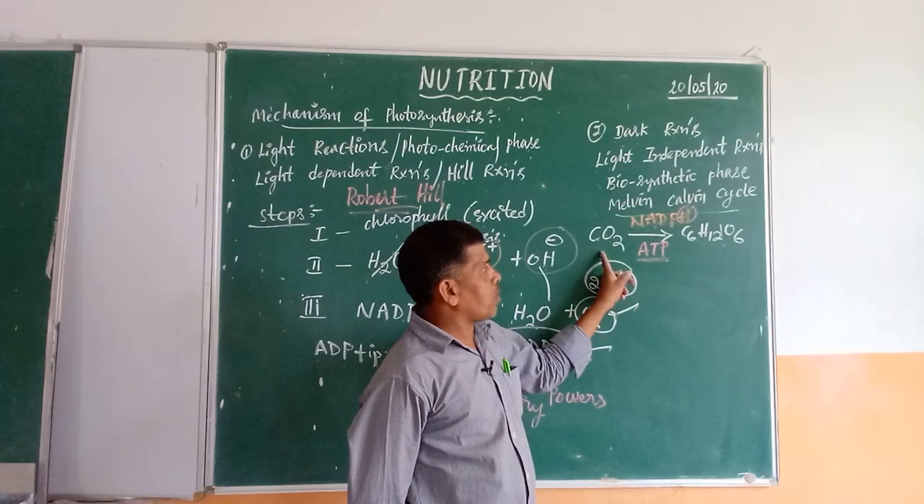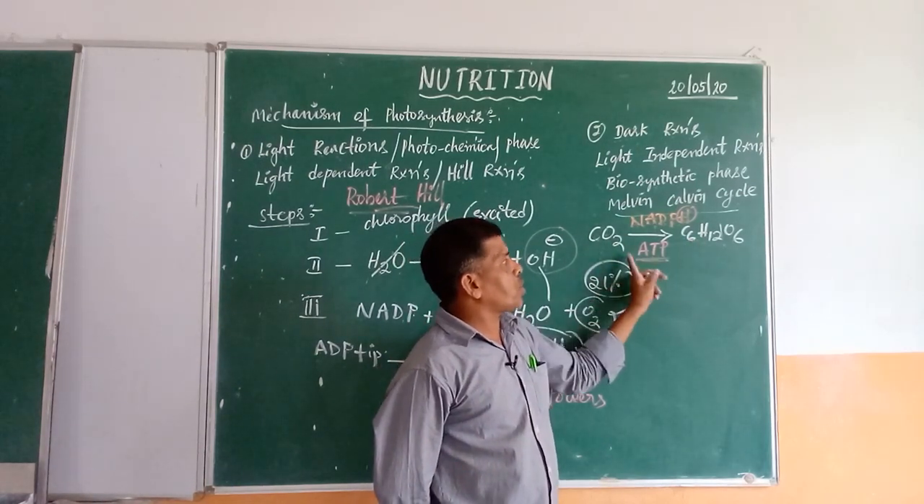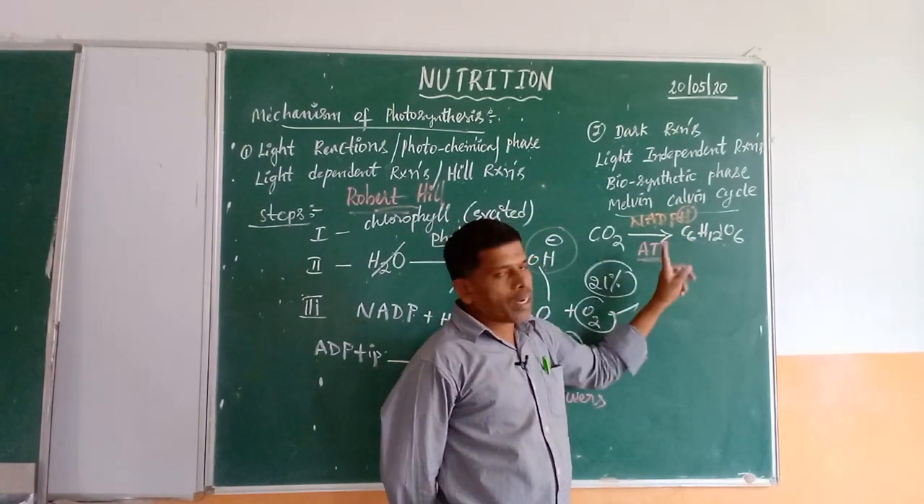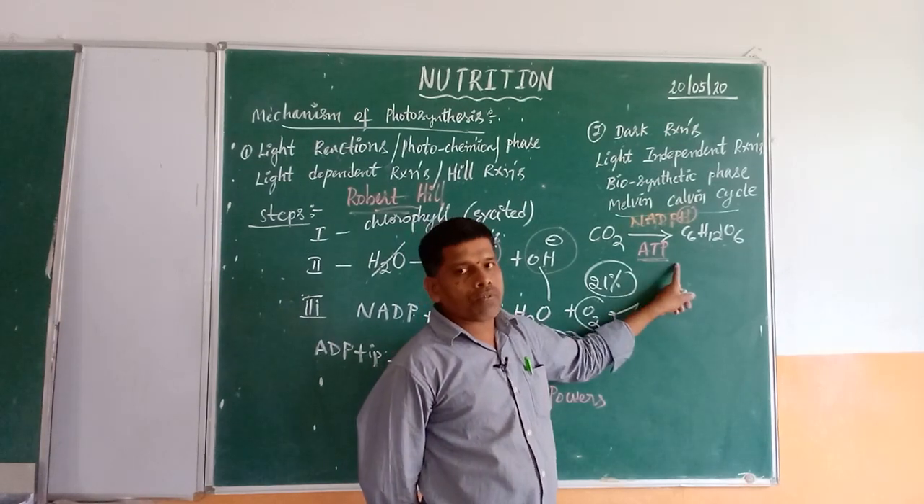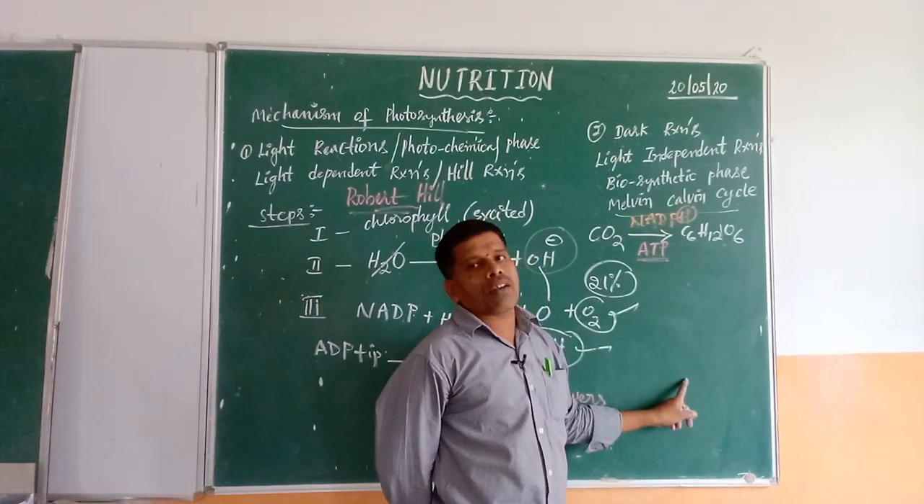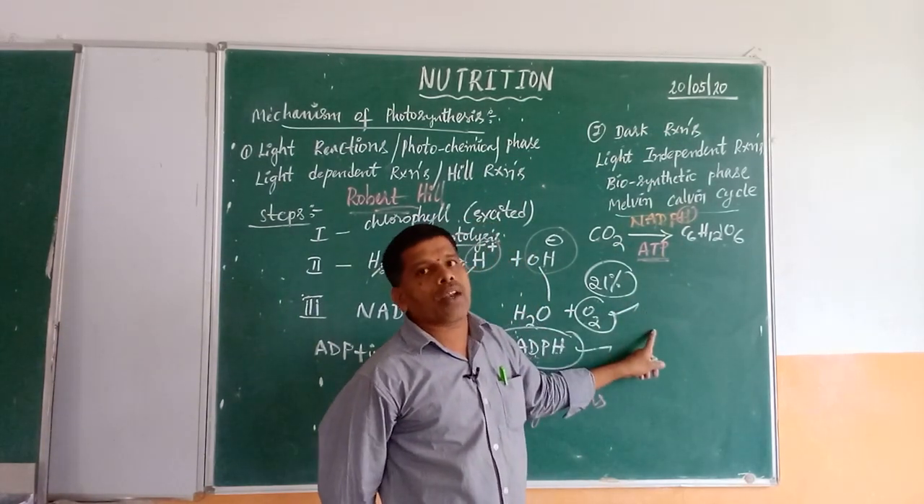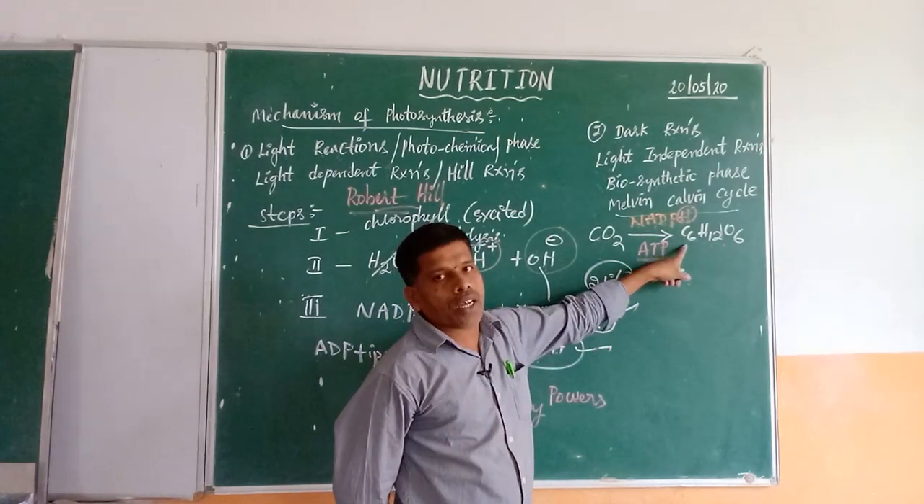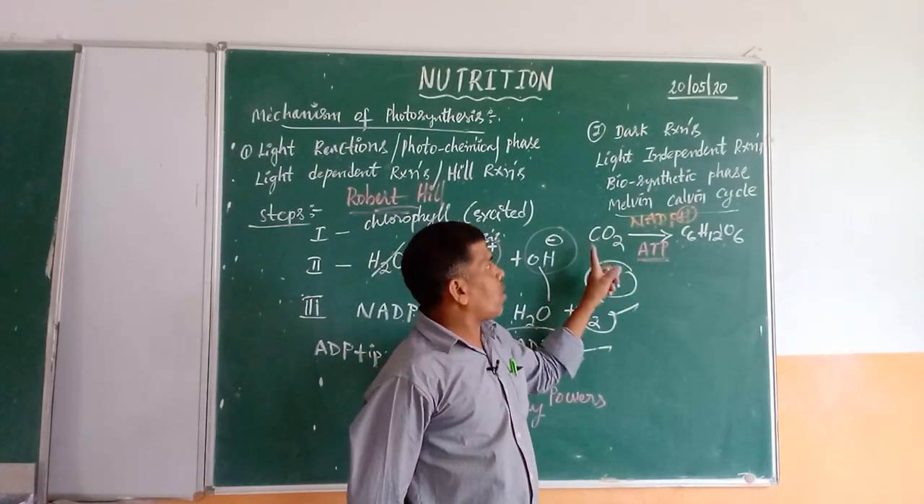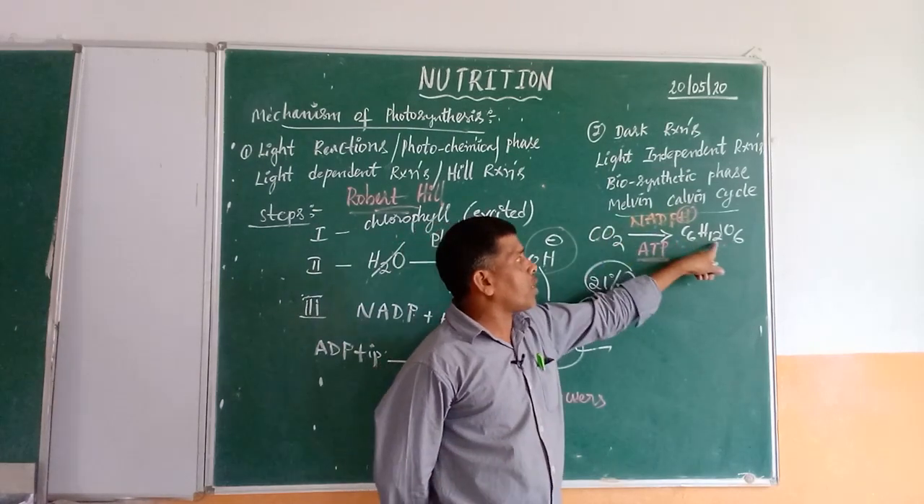And it's not so simple, just writing the equation in one single line. It is the most complicated equation. A series of reactions are involved here, 7 to 8 steps, which you are going to study in the higher classes. So it's not that carbon dioxide is directly converted into a glucose molecule.